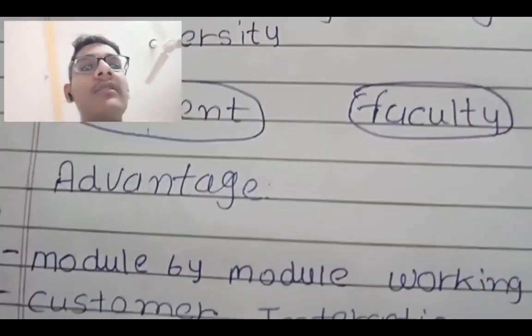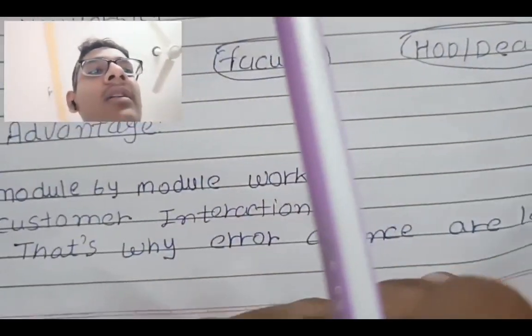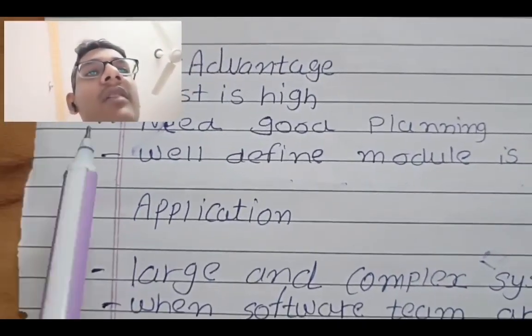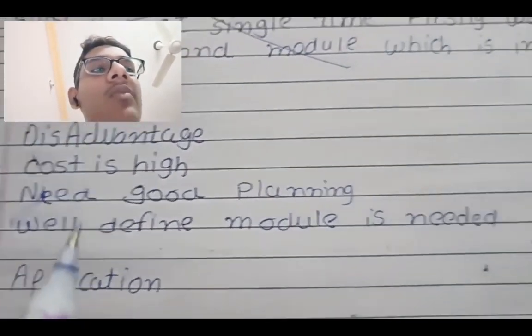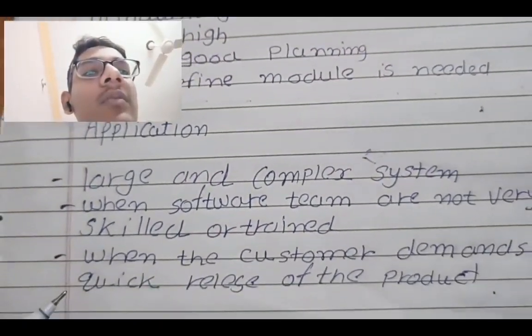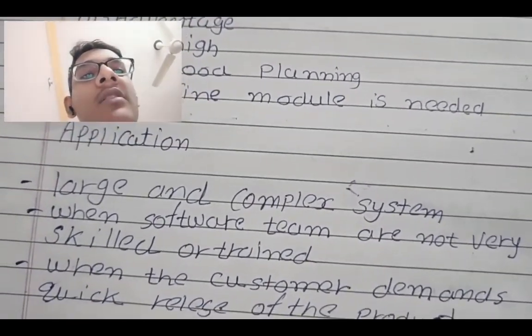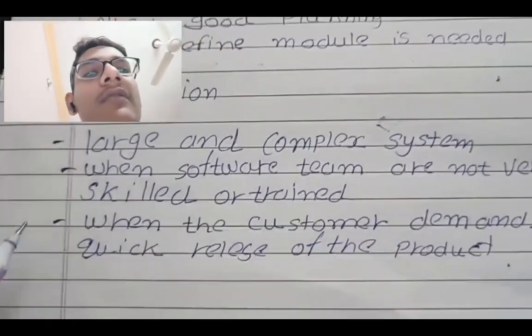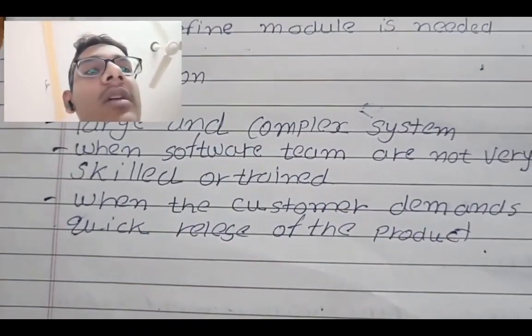The advantage of this model is module-by-module working and customer interaction. That's why error chances are less. The disadvantages are that cost is high, it needs good planning, and well-defined modules are needed. The best applications are large and complex systems, when the software team is not very well skilled or trained, and when the customer demands a quick release of the product.